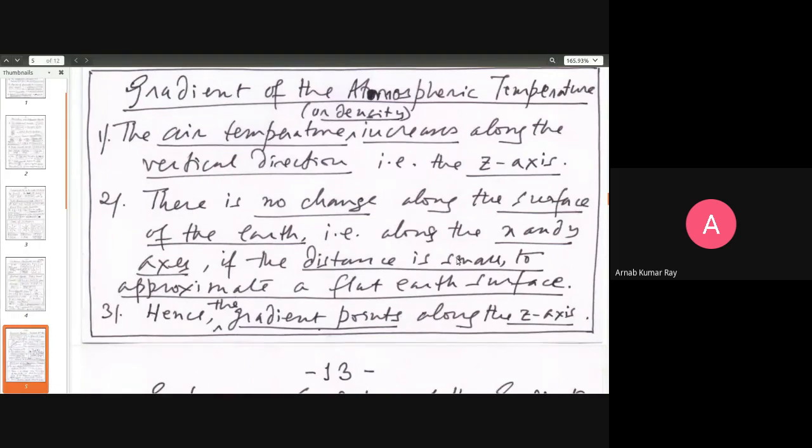But if you go 10 kilometers vertically upwards, you would have gone to a height higher than that of Mount Everest, the tallest mountain on the surface of the Earth. Mount Everest is slightly below 9 kilometers in height. So you will immediately be able to sense the change of temperature. It will be freezing cold, 10 kilometers above the surface of the Earth. So air temperature changes only along the vertical direction, the z-axis. There is no change along the surface of the Earth, along the x and y axis, if the distance is small enough to approximate a flat Earth surface. So if you travel 10 kilometers, you can treat the Earth as flat.